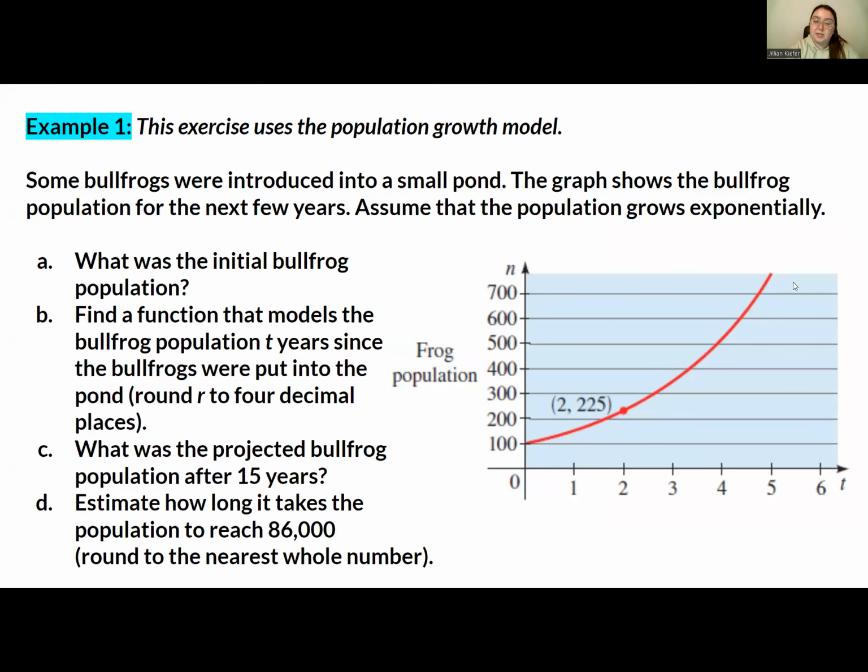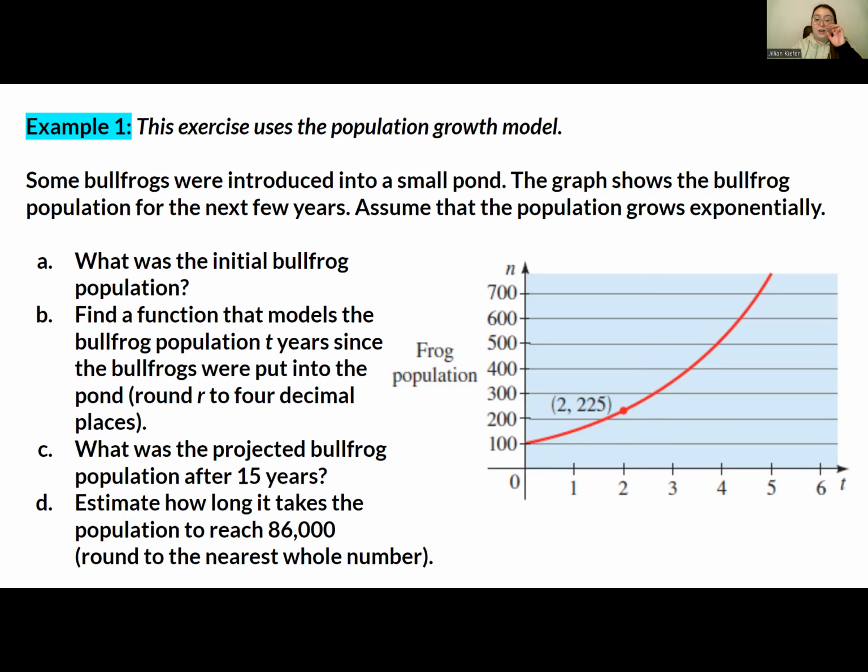Example 1, this exercise is going to use the population growth model. So this is from section 4.6. We have that some bullfrogs were introduced into a small pond. The graph shows the bullfrog population for the next few years. Assume that the population grows exponentially. A, what was the initial bullfrog population? B, find a function that models the bullfrog population t years since the bullfrogs were put into the pond. We're going to round R to 4 decimal places. C, what was the projected bullfrog population after 15 years? And D, estimate how long it takes the population to reach 86,000 and round to the nearest whole number.